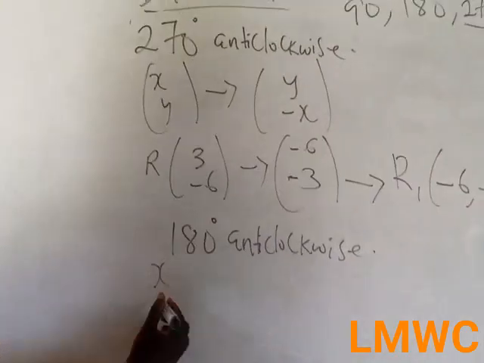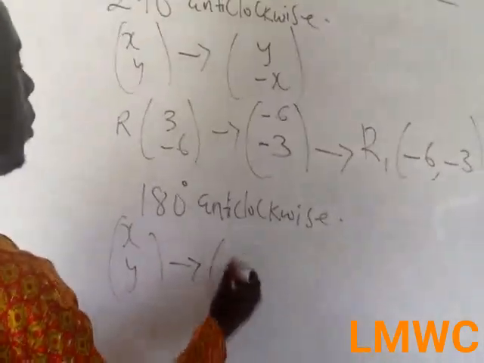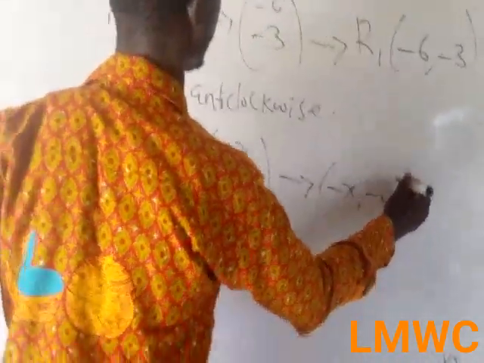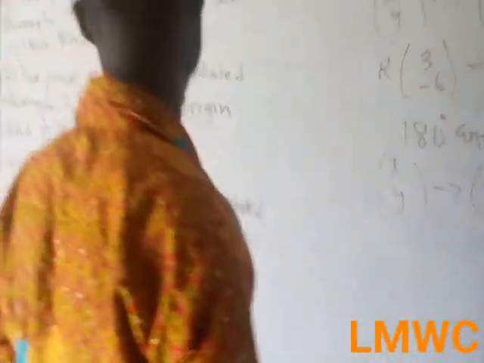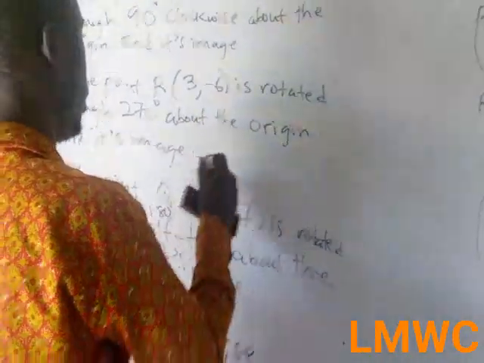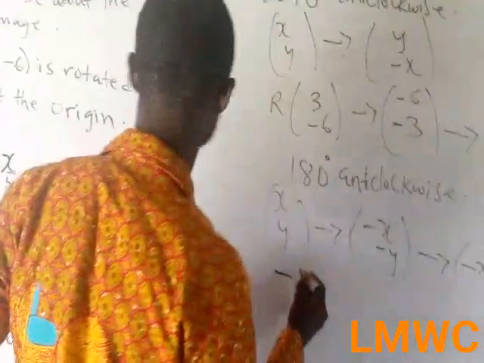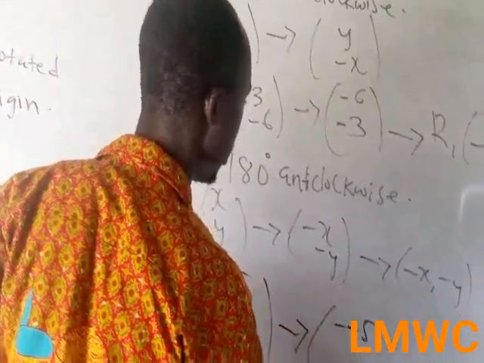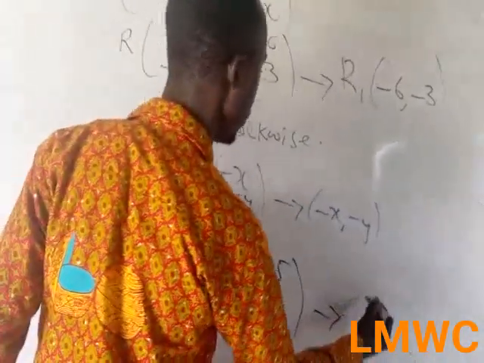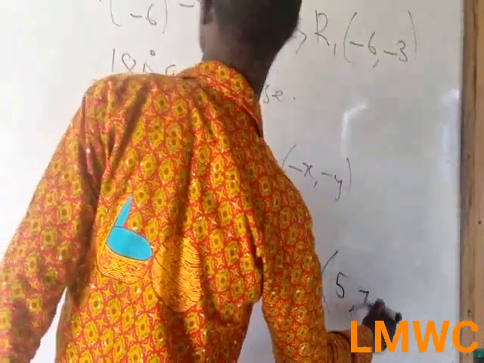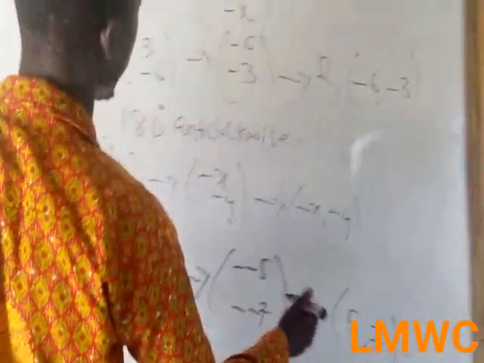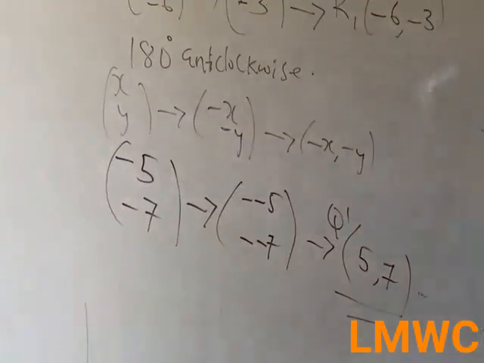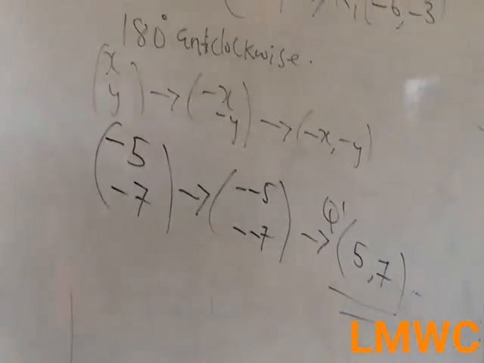So we have the formula to be (x, y) mapped to (−x, −y). So it's −x, −y. What is the value of x? x is −5 and y is −7. So we have negative −5, negative −7. So it becomes +5 and +7. This is scale 1. That's the answer: +5, +7. So I'm done with rotation.